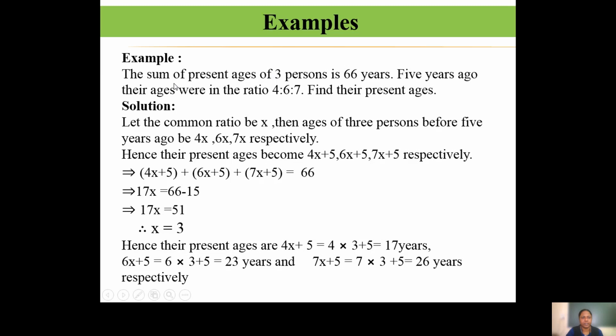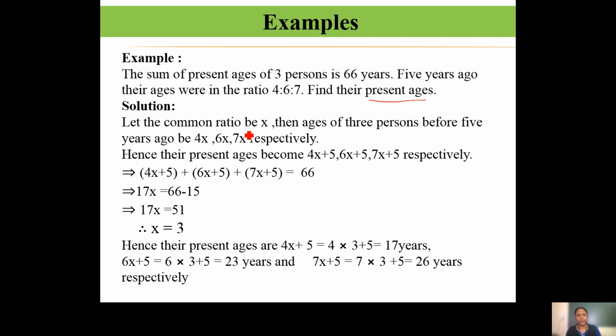Now let us see the next example. The sum of the present ages of 3 persons is 66 years. 5 years ago, their ages were in the ratio 4 is to 6 is to 7. Find their present ages. So here what is given? The sum of the present ages of 3 persons is 66 years, and the ratio of their ages 5 years ago is given as 4 is to 6 is to 7, and we have to find their present ages.